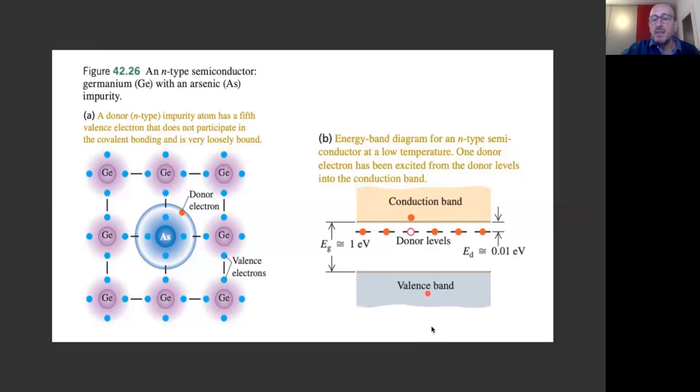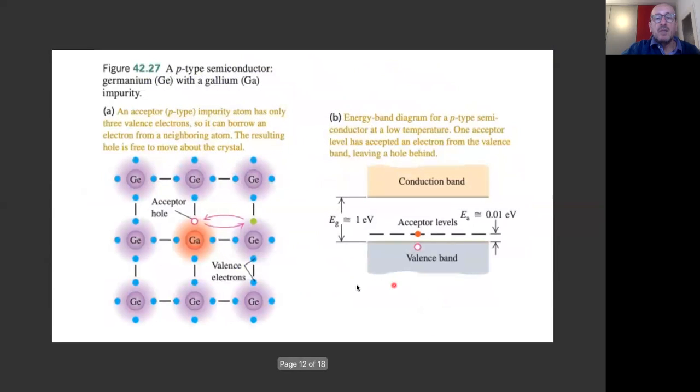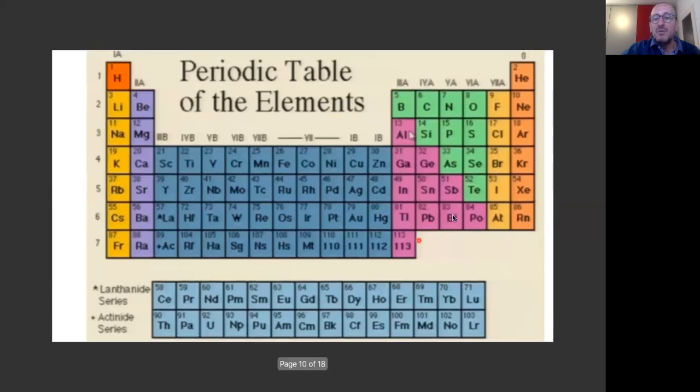But this is not the only case. We can also have impurities that will accept electrons. This is something different. Let's go back to the table here. Now my proposal is, instead of putting in arsenic, let's put in gallium. Gallium is a smaller atom there. It's almost like a germanium with a positive.